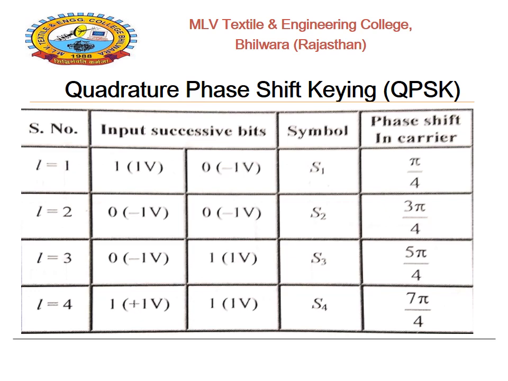S1 is related to the phase shift of pi by 4, S2 is related to 3 pi by 4, S3 is related to 5 pi by 4 and S4 is related to 7 pi by 4. So the observation point is that the phase difference is pi by 4, that is the quadrature phase, and it is also an odd multiple, that is 1, 3, 5 and 7.